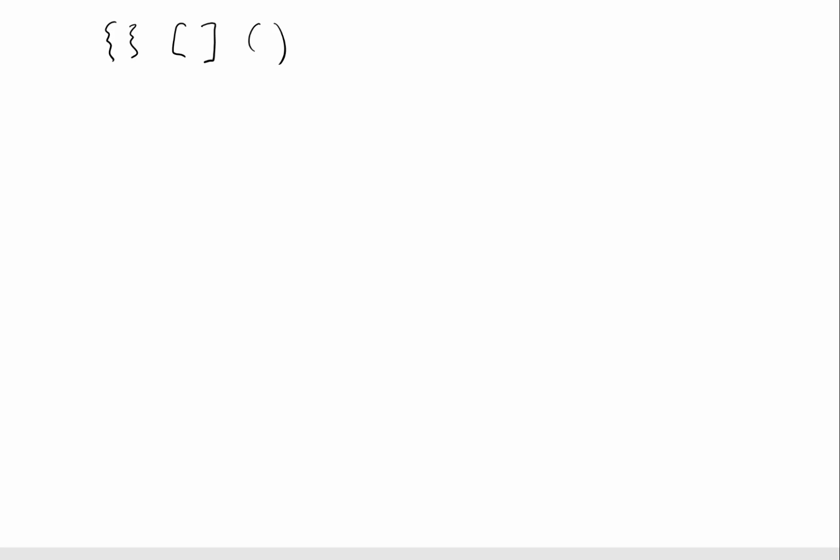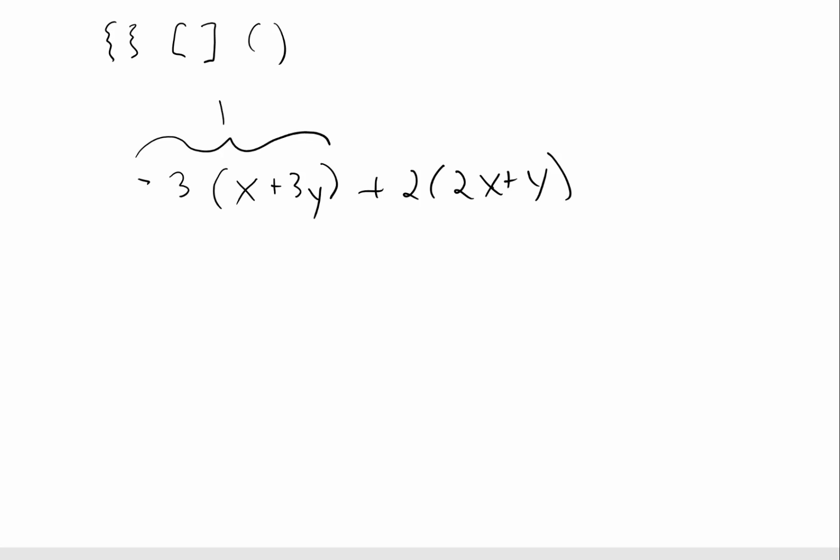So if we had a problem like this, negative 3 times (x plus 3y) plus 2 times (2x plus y). Since we cannot do anything inside of the parentheses, we must work on each of the terms separately through the distributive property. This is term 1. A term is anything that is separated by a plus or a minus.